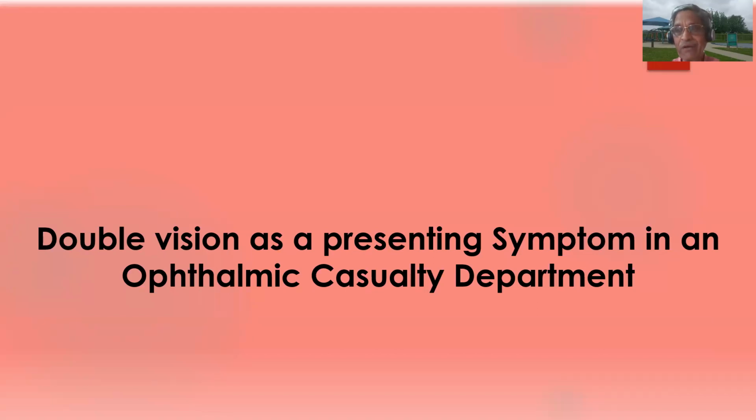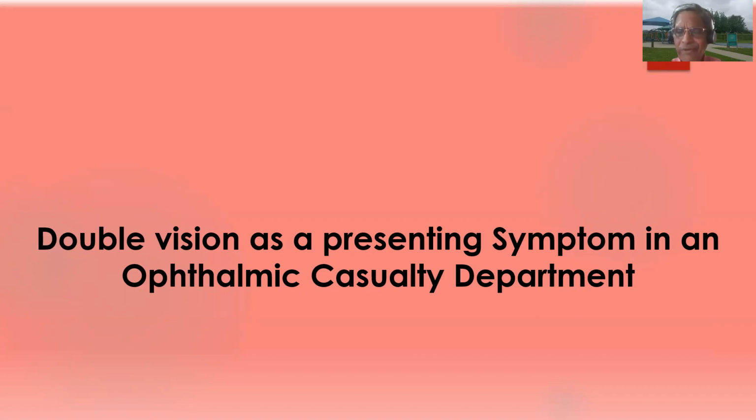When one eye is covered and diplopia disappears, what is the meaning? Only when both eyes are open is the patient experiencing diplopia. When one eye is closed, diplopia disappears. That means it is binocular diplopia. Only when both eyes are open, diplopia is there. That means you are most probably dealing with a case of nerve palsy.